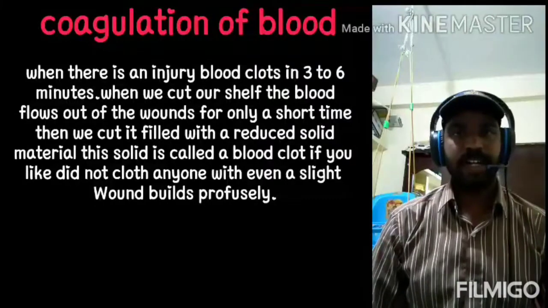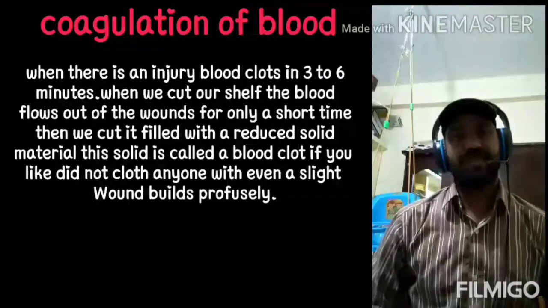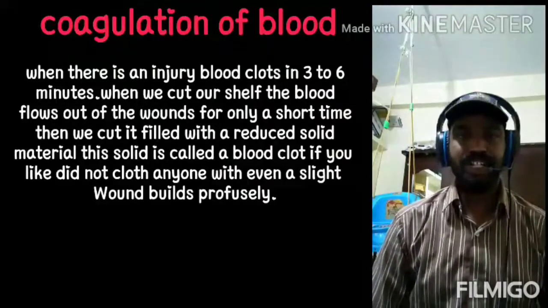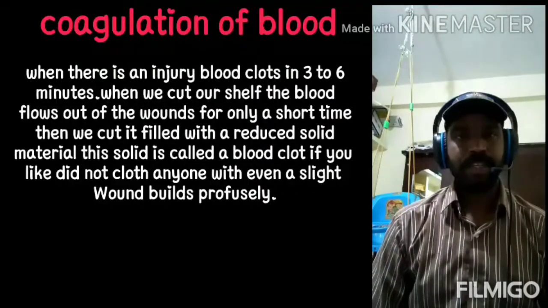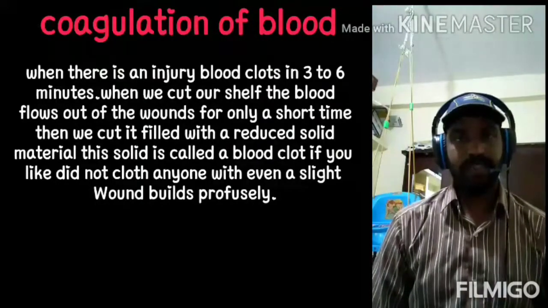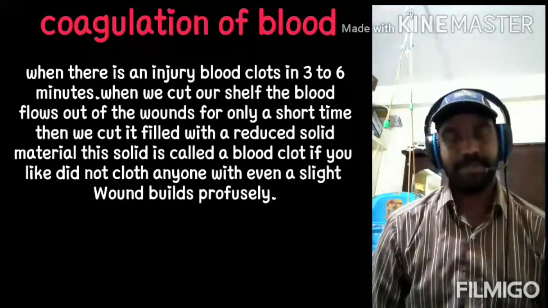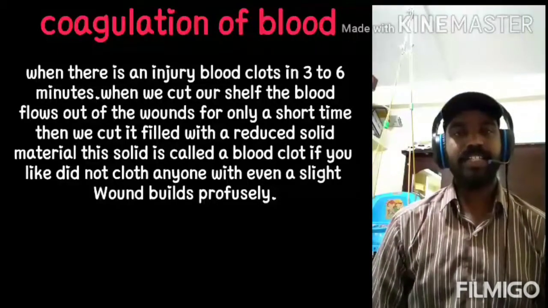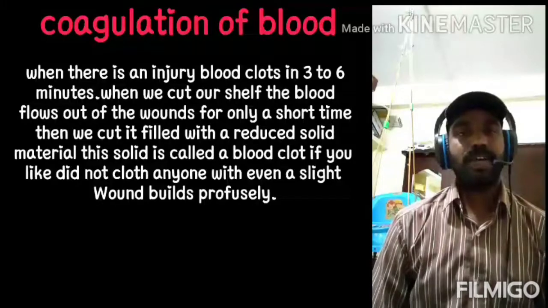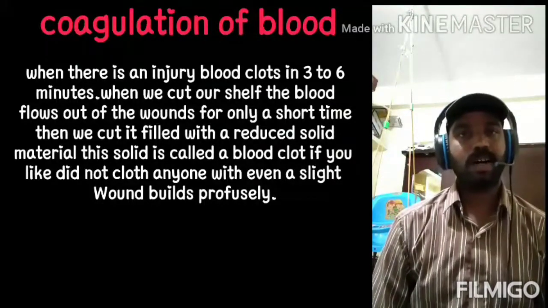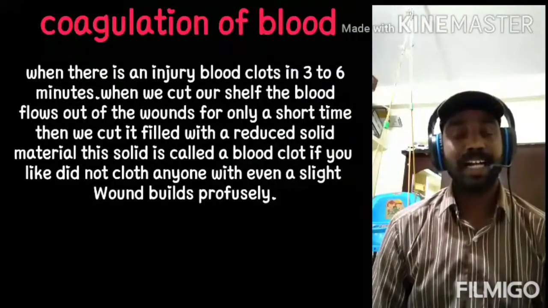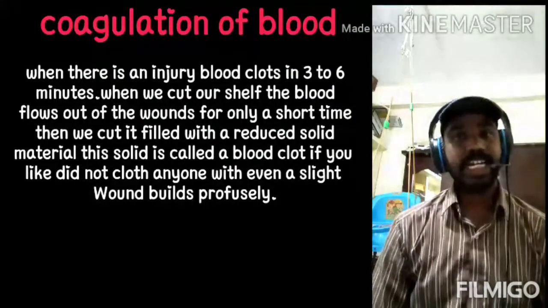Next important topic in our third chapter is coagulation of blood. What is the meaning of coagulation? Coagulation means that whenever we are injured, at that time our blood will clot with the use of blood platelets. Blood platelets are the third type of blood cells in our blood. Coagulation means clotting of blood. It is useful for prevention of blood loss from our wounds when we are injured.